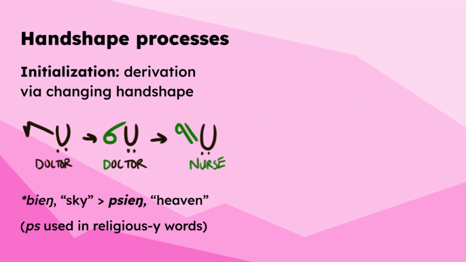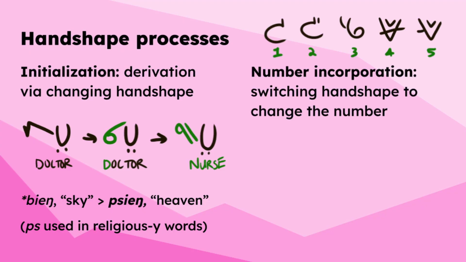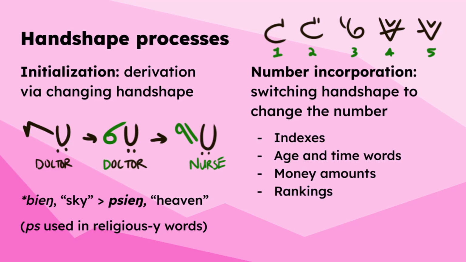The second process is numeral incorporation. In this sign language, numbers 1 through 5 can be incorporated into some words, such as indexes, time words, money amounts, and ranking words. This is done by switching the hand shape of the root with the associated number. Alright, let's take a sec to breathe. I know, that was a lot.